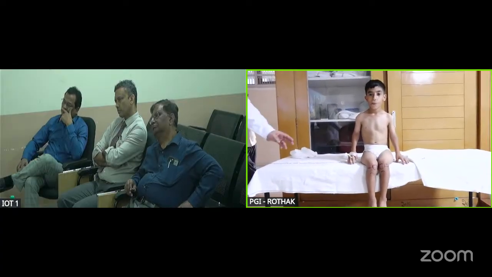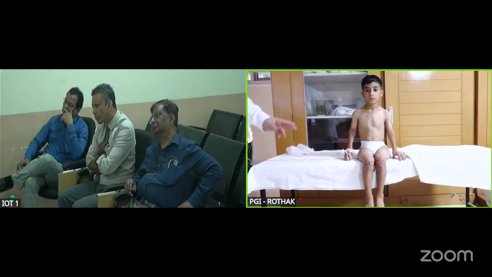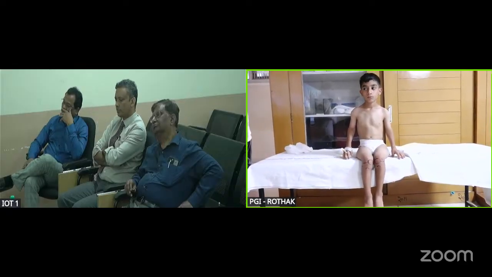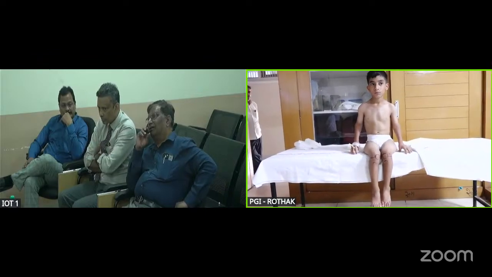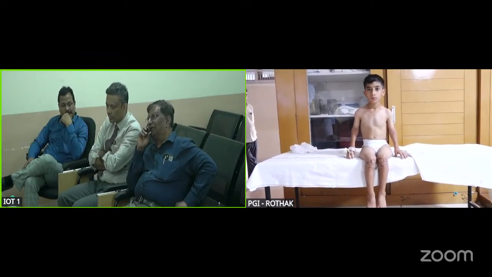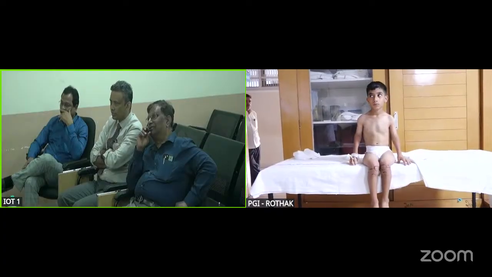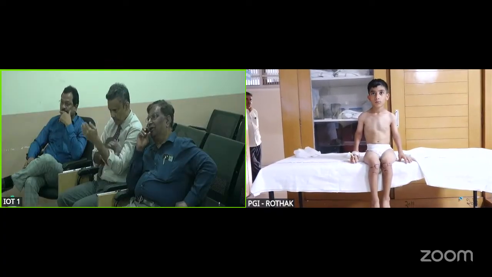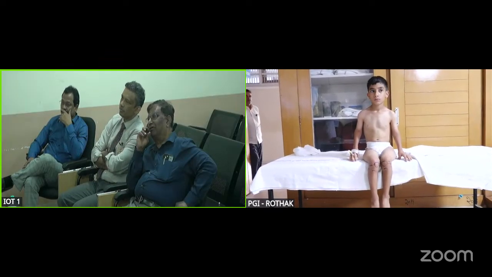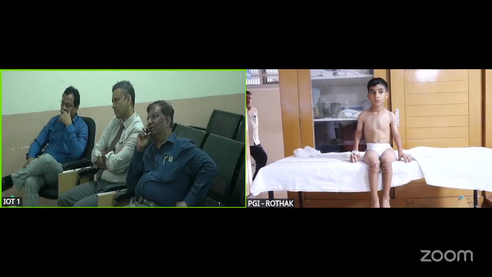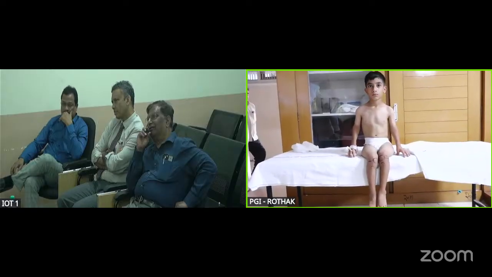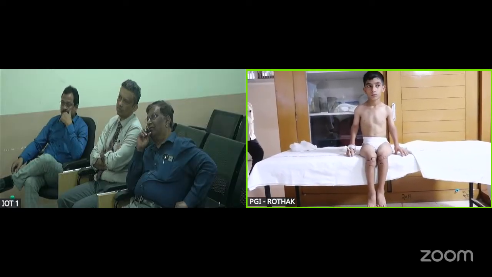Sir, on measurement, ASIS to medial malleolus. Do you like to add anything? Ask any questions, sir? We will be interested to know what the deformity is at the level of the hip, because on sitting the lumbar lordosis is severe. I think there is a flexion deformity at the level of the hip. Yes, sir, there is bilateral flexion deformity at the hip joint. Demonstrate.